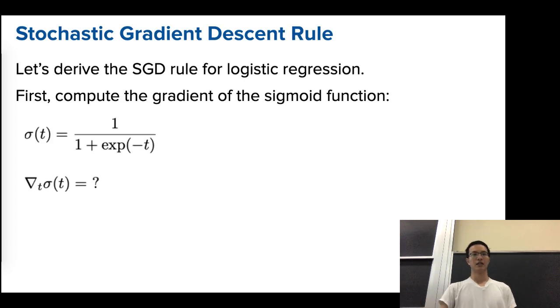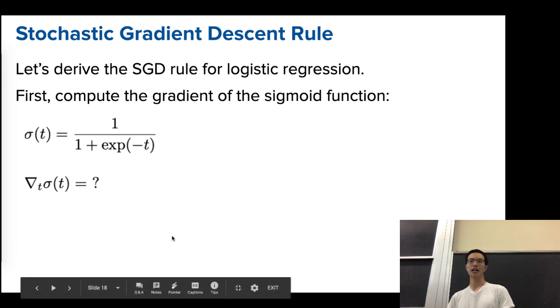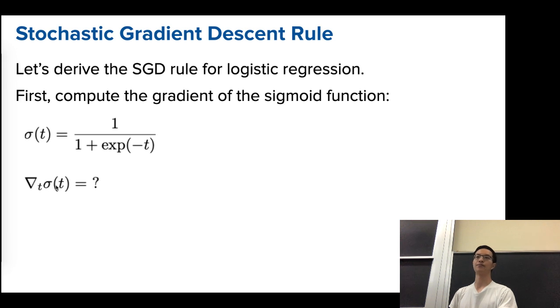So if you want to derive the stochastic gradient descent rule for logistic regression, the first thing we should do is compute the gradient of the sigmoid function because we'll need it later on down the road. The sigmoid function, sigma of t, is 1 over 1 plus e to the power of negative t. And so I'd like you to try out this gradient, which is the gradient with respect to t of sigma of t. All right, so go ahead and try it out.